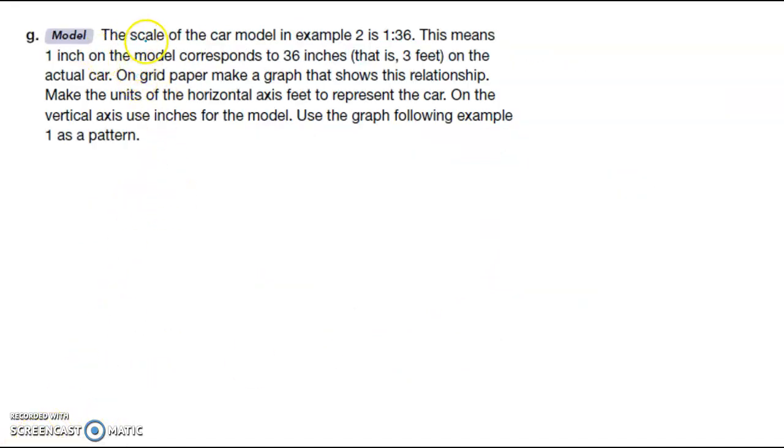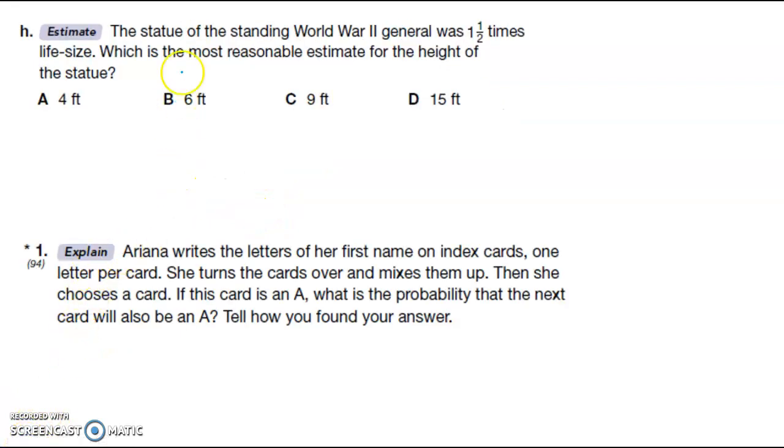Okay, the scale of the car in example 2 is 1 to 36. This means 1 inch on the model corresponds to 36 inches or 3 feet on the actual car. On grid paper, make a graph that shows this relationship. We are not doing this. You're not going to see this for a long time, so we're not going to do that one.